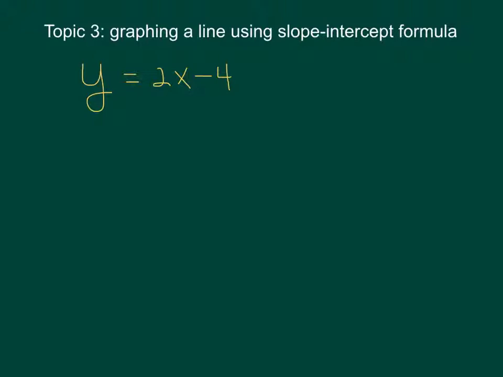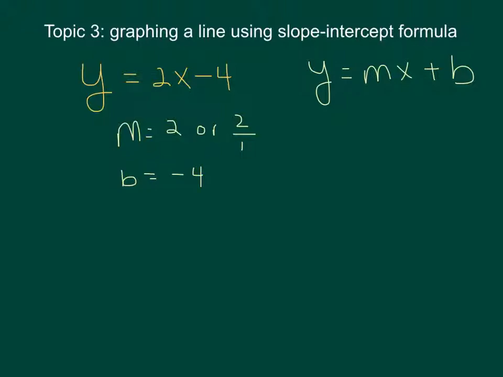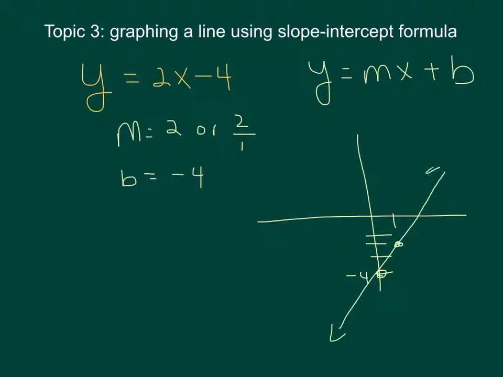Notice that the slope-intercept form is y equals mx plus b, right? This equation is already in that form, where m equals 2, or you can say 2 over 1, and b is -4. So in this case, if you want to graph it, you start at the y-intercept, which is -4, and you go up 2 and over to the right 1, and now you can connect your points. And I've graphed my equation.